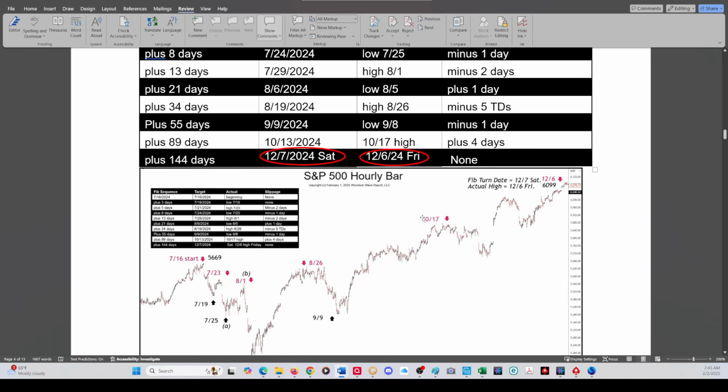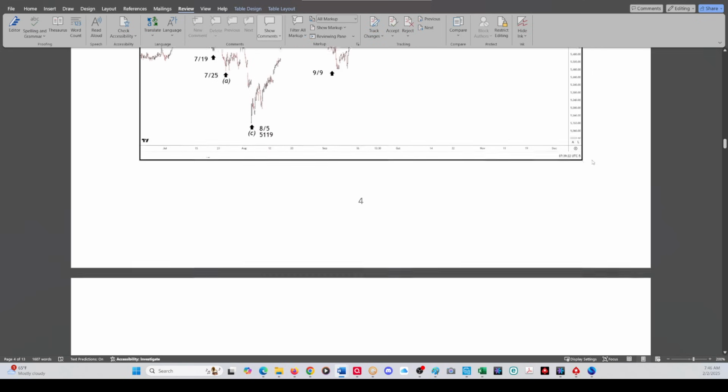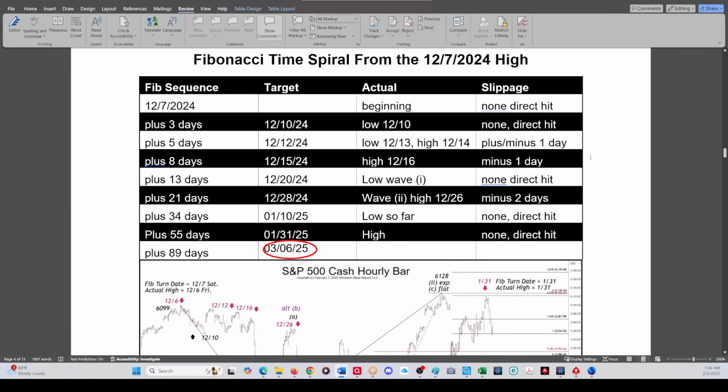There was a high followed by another high. They were alternating till that last one, but it turned on that 12.6, and you can see we start that one. The actual turn date was Saturday 12.7. And here's these turn dates. You can see the slippage here is very minimal. None. Plus or minus 1 day, we had a high a day before and a low the day after. We've got 1 day, none. 2 days, none. Okay, called that high on 131.